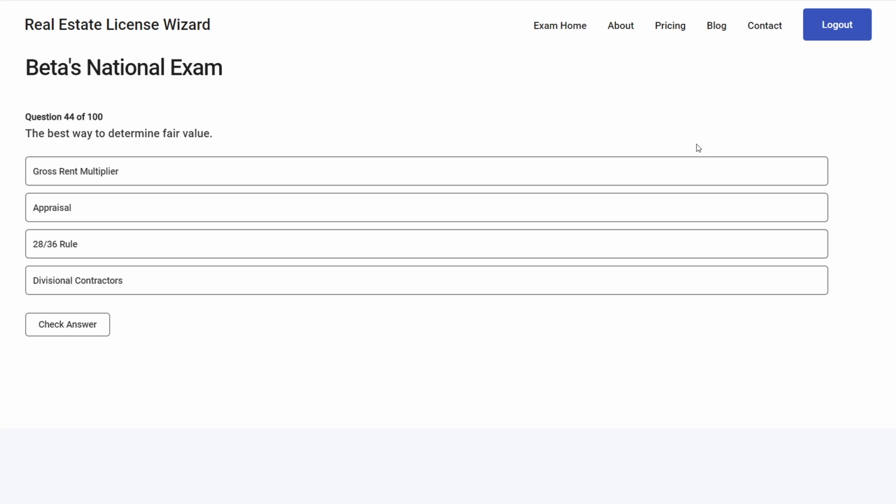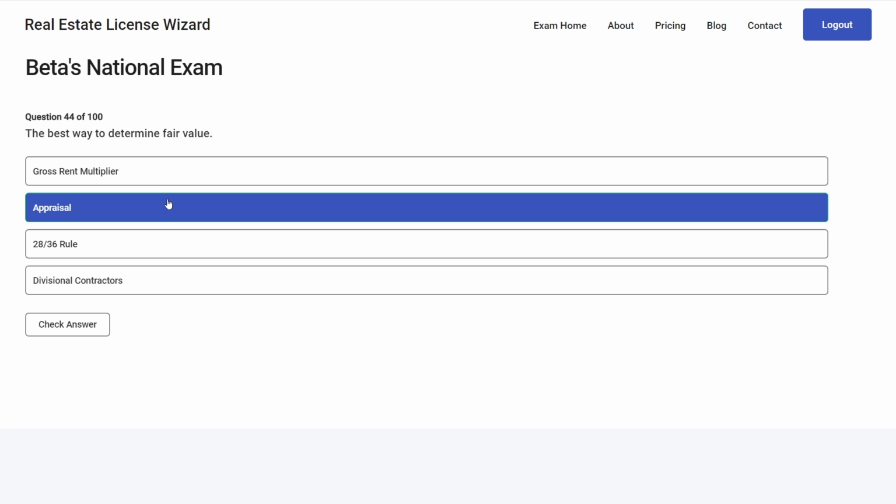44. All right, the best way to determine fair value uses four options: gross rent multiplier, appraisal, 28 by 36 rule, or the divisional contracts. All right, so think that one over. Did you guys figure it out? So for this one, the correct answer is appraisal.